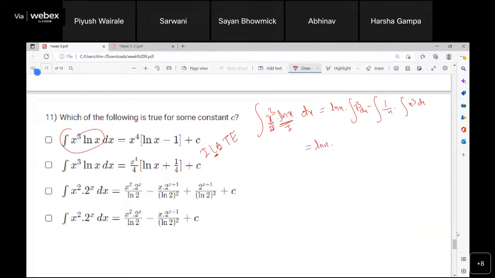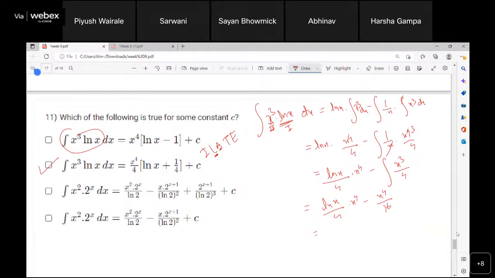So ln of x minus, into x to the power 4 by 4, minus integral of 1 upon x into the integral of this, that is x to the power 4 by 4. Again just apply. So this will be as it is, ln of x by 4 into x to the power 4, minus integral of x cube by 4. That is ln of x by 4 into x to the power 4. Then I will get 4 upon 16. Yes, so the correct option will be option B.